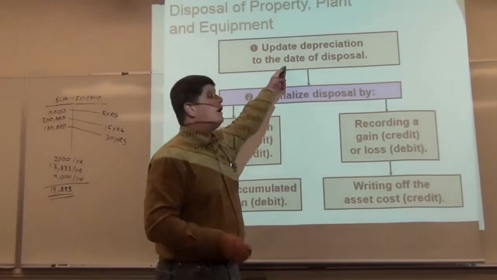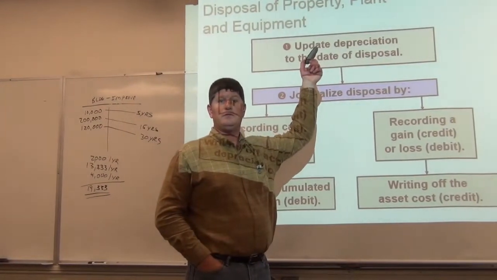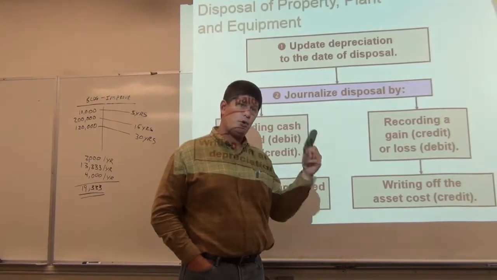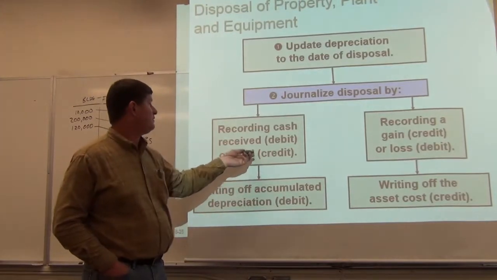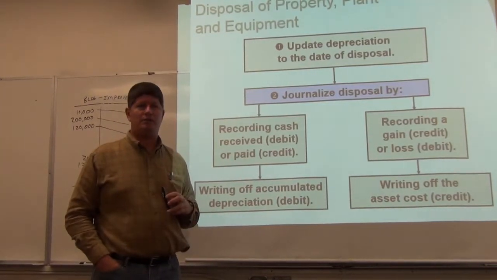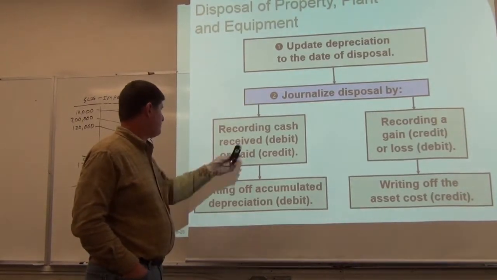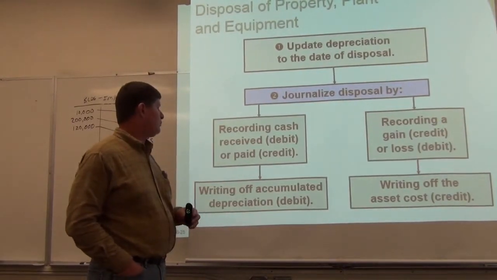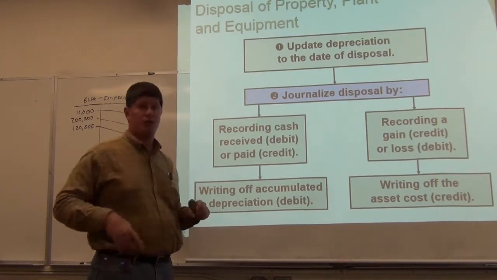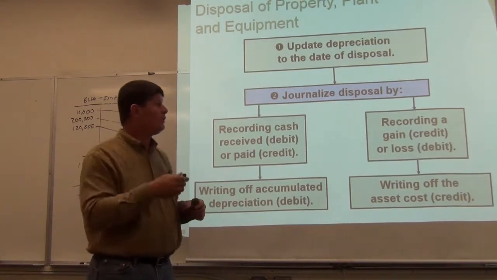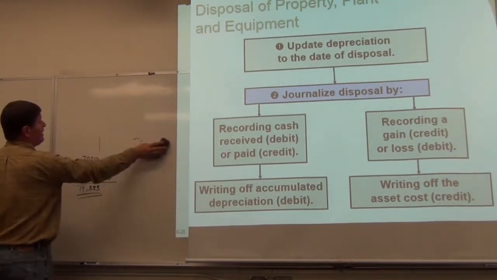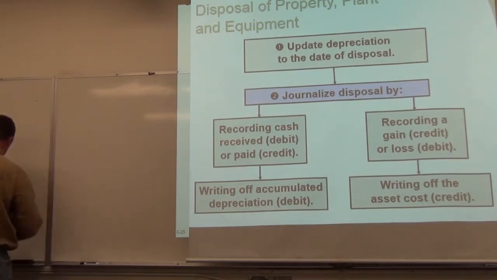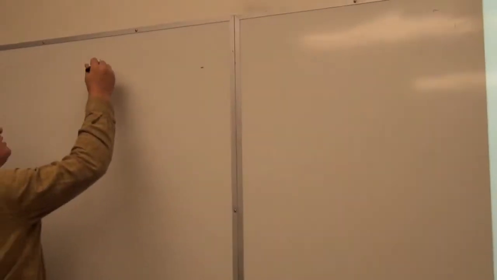Step 1, update the depreciation through the date that you sold it. Calculate the depreciation, record the appropriate depreciation expense, and then calculate your gain or loss. Now, the book talks about recording cash received, writing off the accumulated depreciation. Those are the mechanical steps. Let me show you what I think is an easier way to understand it, and it's all based on book value. Okay? Record the cash received. What did we sell it for?